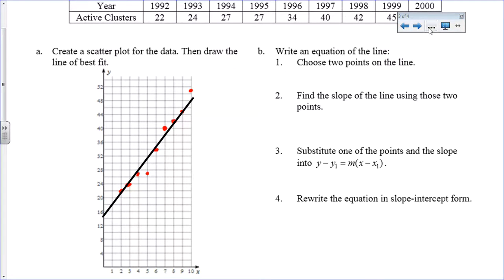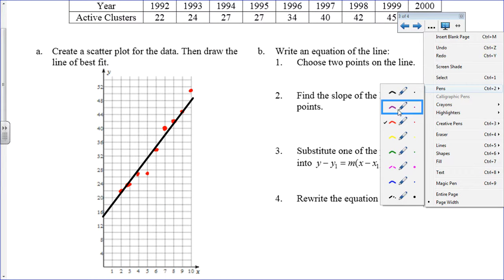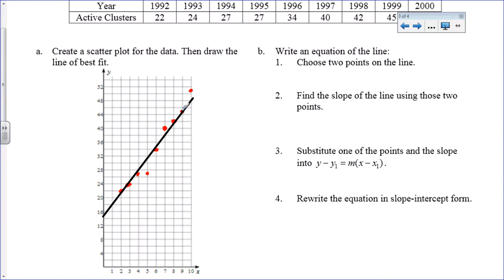Okay, so I'm going to go ahead and pick the points here. I'm going to use this one, which was 9, 45. And then I'm also going to use this one, which is at about 14. Okay, so if I find my slope, 14 minus 45 over 0 minus 9 gives me negative 31 divided by negative 9, or positive 31 over 9, either way.